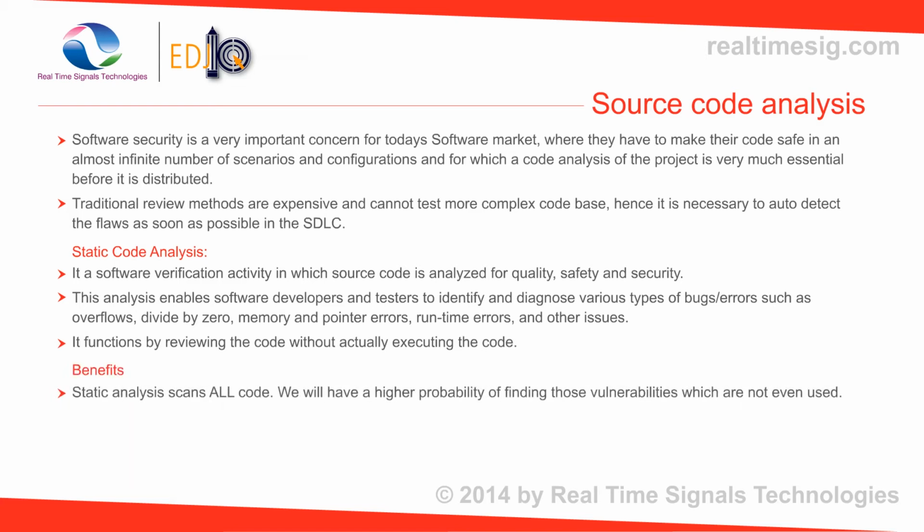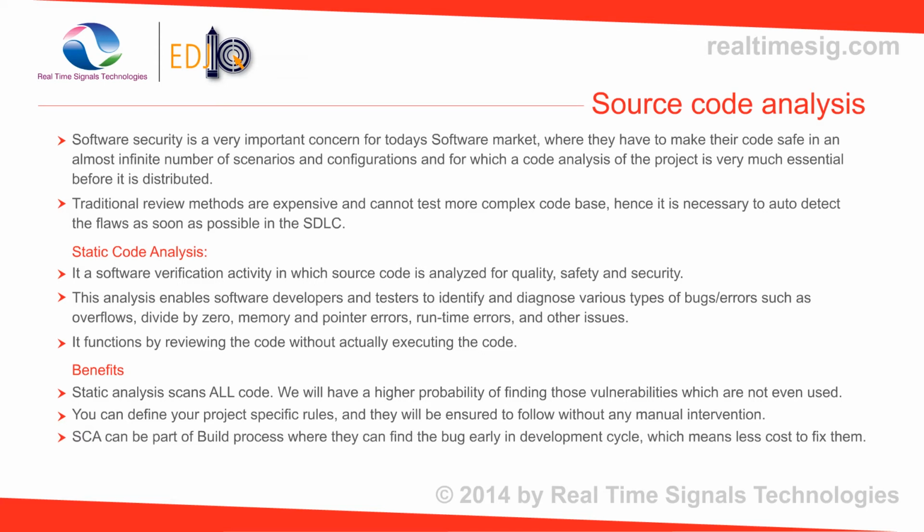Benefits. 1. Static analysis scans all code. We will have a higher probability of finding those vulnerabilities which are not even used. 2. You can define your project-specific rules, and they will be ensured to be followed without any manual intervention. 3. SCA can be part of the build process where it can find bugs early in the development cycle, which means less cost to fix them. 4. Target zero warnings from code analysis from the beginning of the project. 5. Faster release cycles.